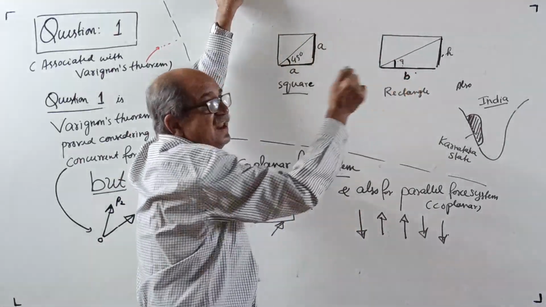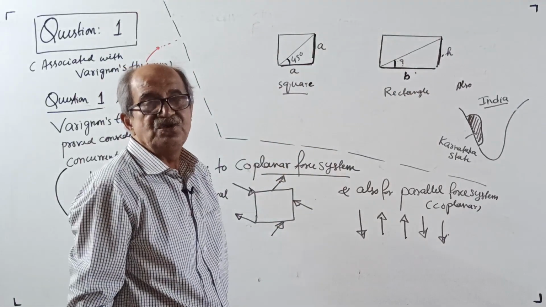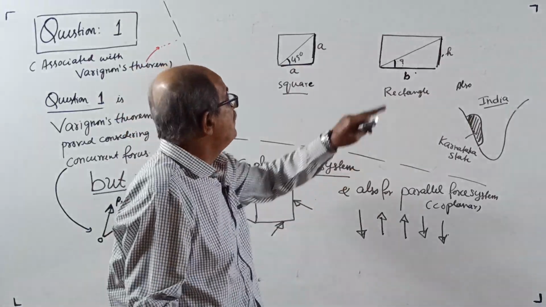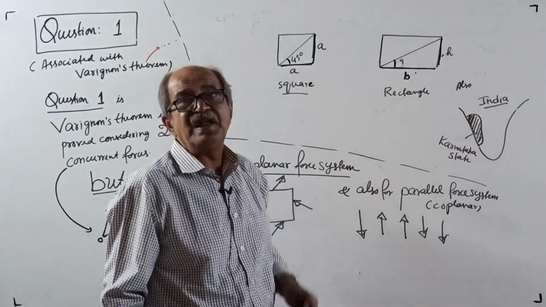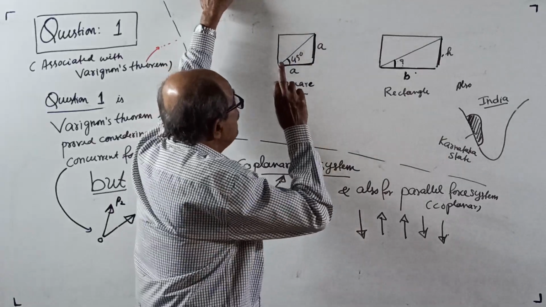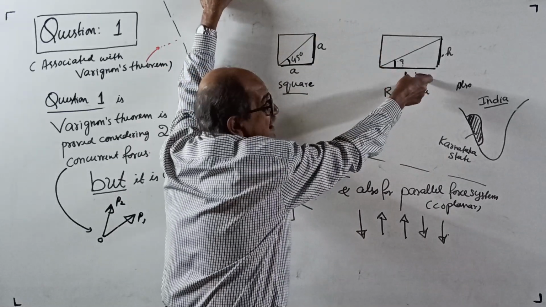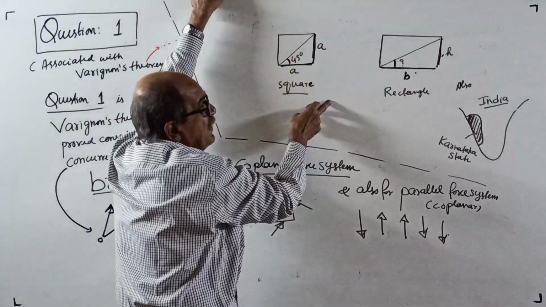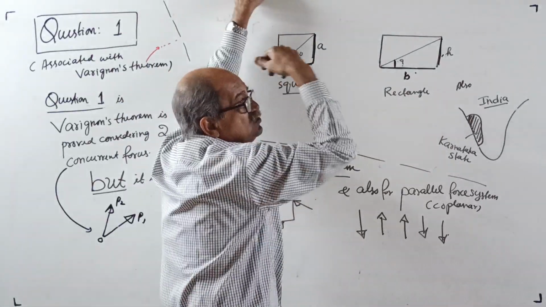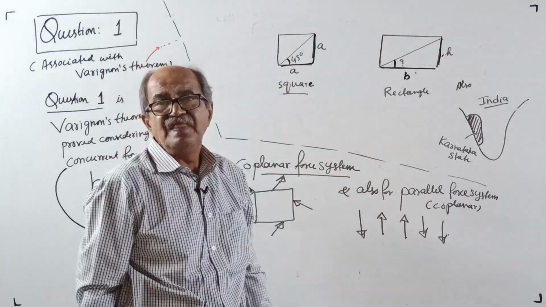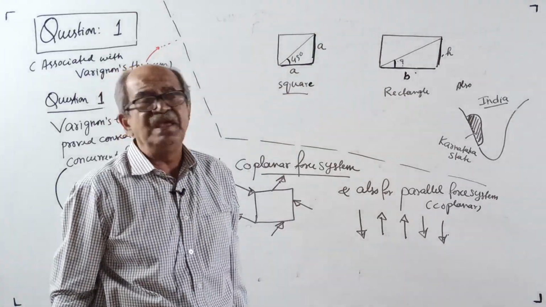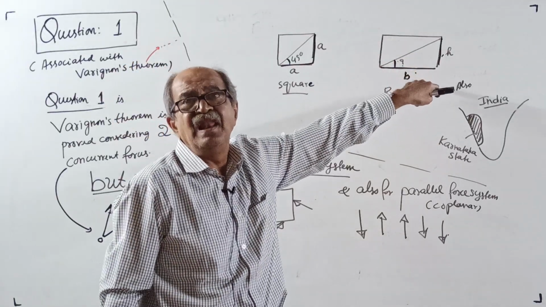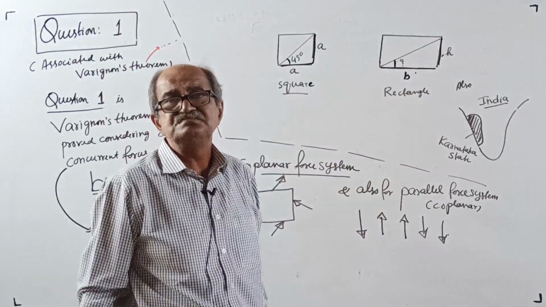A square is a rectangle. Yes, correct. A square is a rectangle of equal sides, but a rectangle is not a square. Any property for a rectangle is valid for a square, but all properties of a square are not valid for a rectangle. Therefore, if you want to prove something, you should not prove it for a square. You should prove it for a rectangle, then you can apply it to the square.